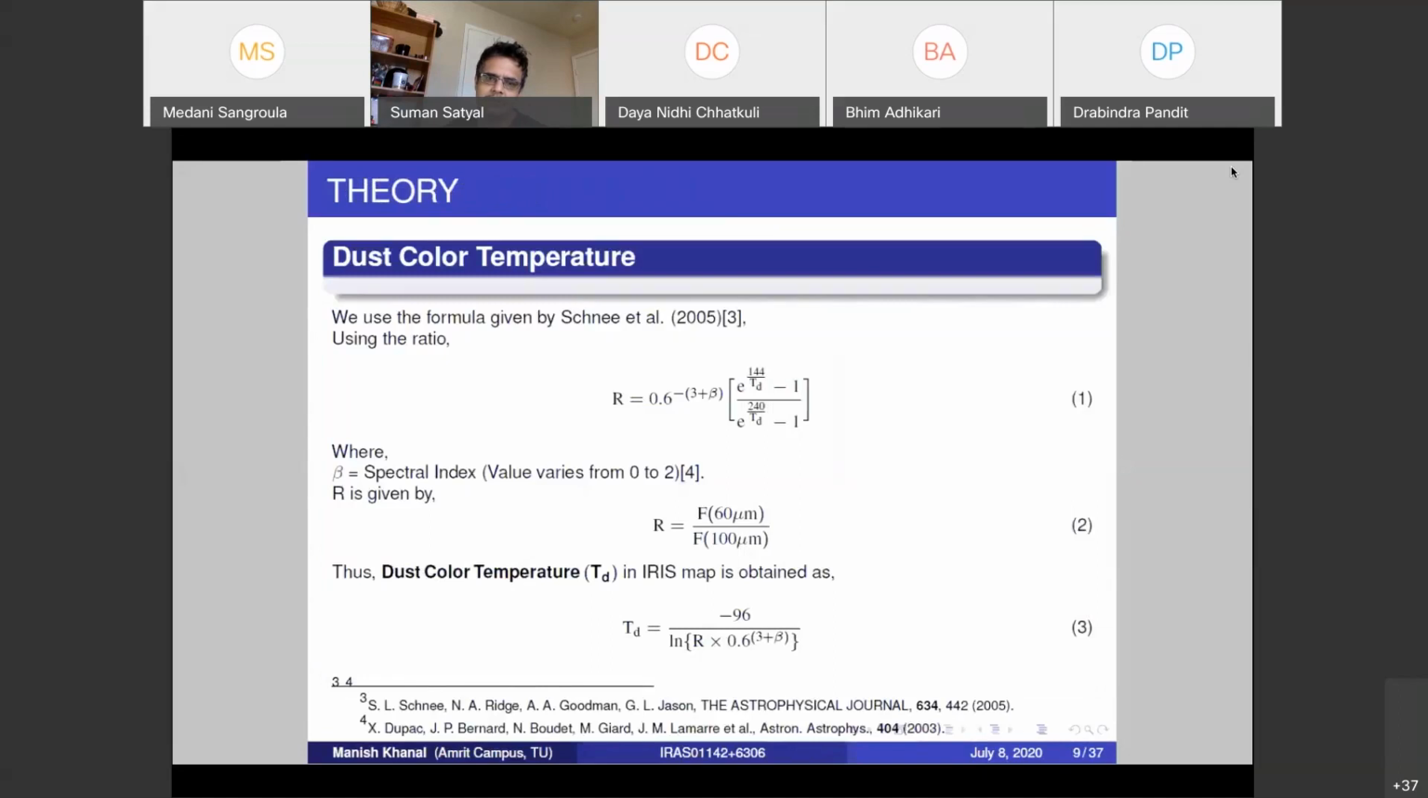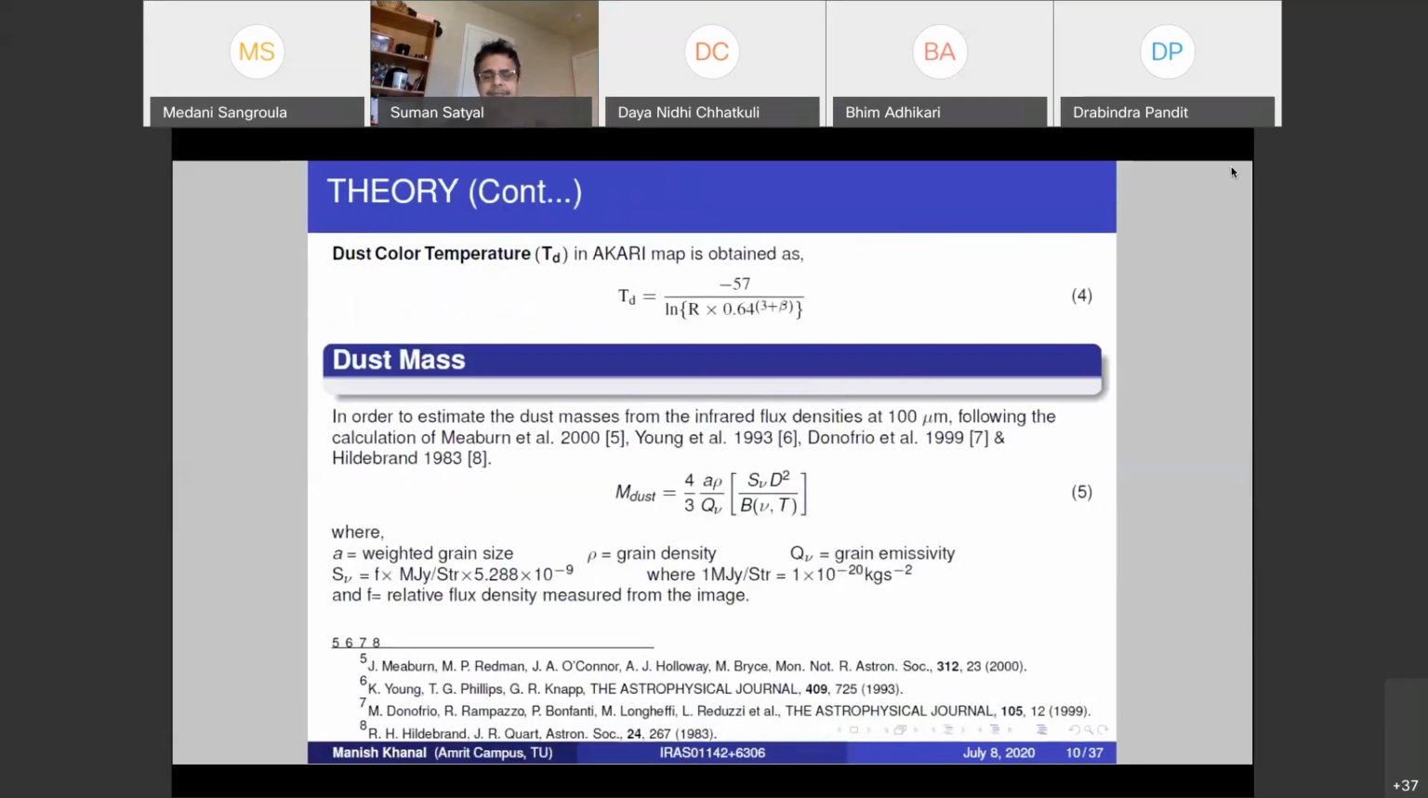Onto the theory, we have used expression 3 in order to calculate the temperature of the cavity in IRIS. Here R, as you can see, is the ratio of flux densities, and beta is the spectral index. We assume that dust in the ISM has a crystalline structure, so the value of beta equals 2. Expression 4 is used to calculate the temperature of the cavity in the AKARI map.